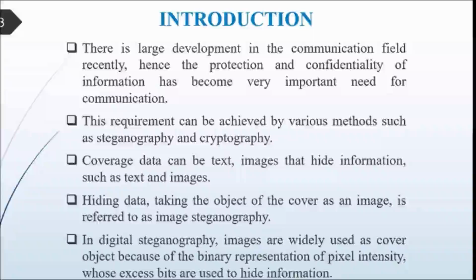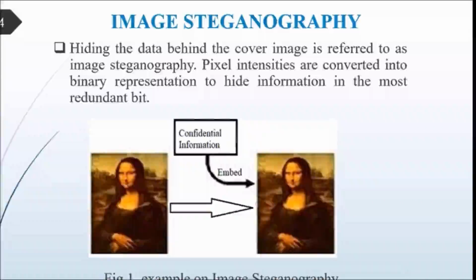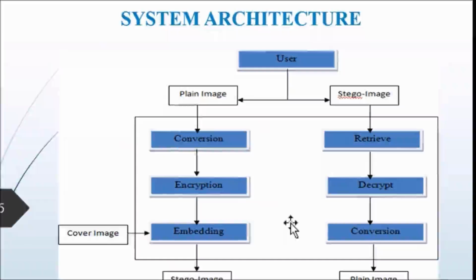In digital steganography, images are widely used as cover objects because of the binary representation of pixel intensity, whose excess bits are used to hide information. Image steganography is the technique of hiding data behind the cover image, where the pixel intensities are converted into binary representation to hide information in the most redundant bits. This is one example of image steganography in which confidential information is embedded in a cover image, which gives us a stego image.